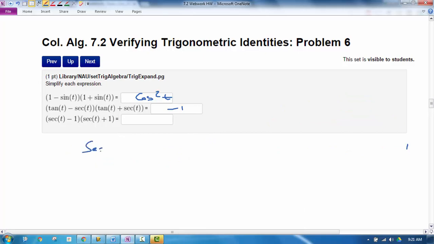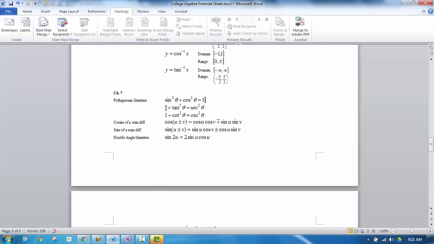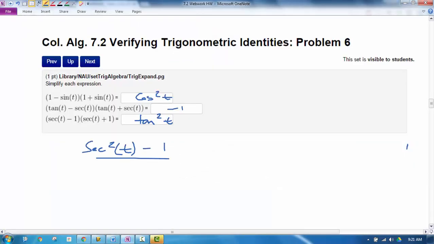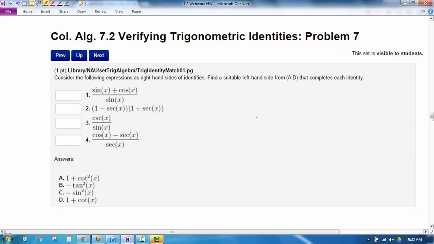And then the last one, you get secant squared of t minus 1, which is on your Pythagorean identities again. If you subtract 1, that's just tangent squared, which don't forget we have to enter in squared like this. Okay, for some of these in the next problem, I'm going to simplify.